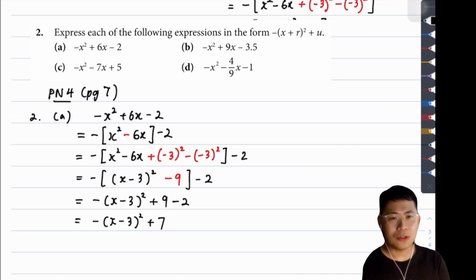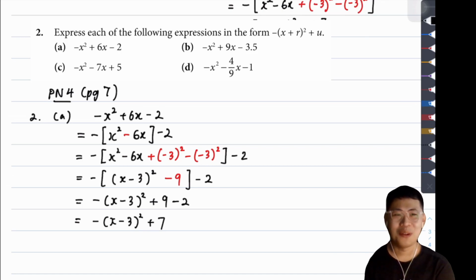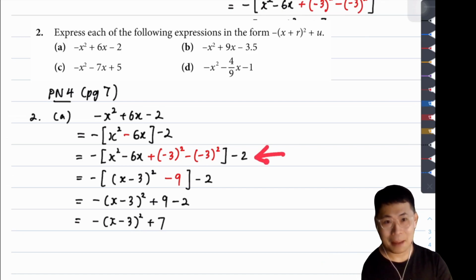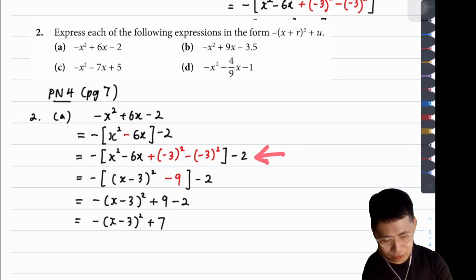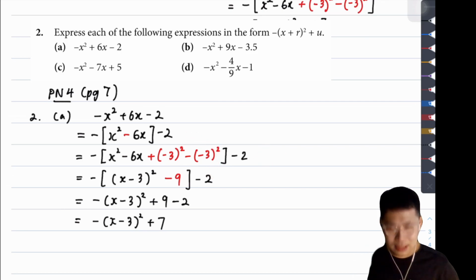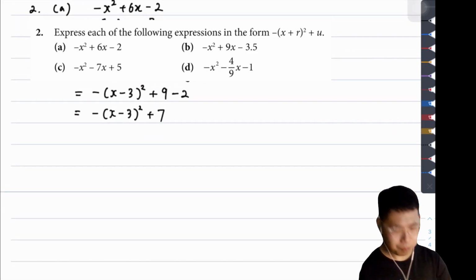If you realize, I'm using the slower method, so for those who can skip this particular step, please go ahead and skip it. You can actually jump straight from here down to here if you know what you're doing, if you can follow a shortcut formula. Alright, with this, let's move on to b.